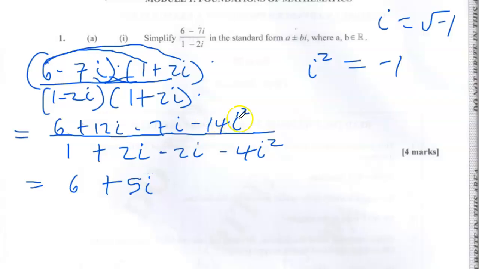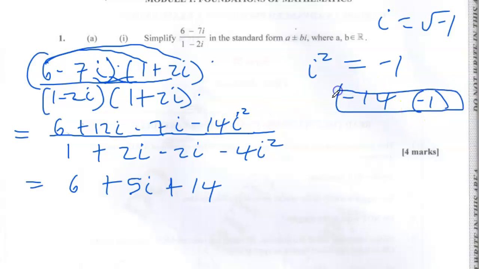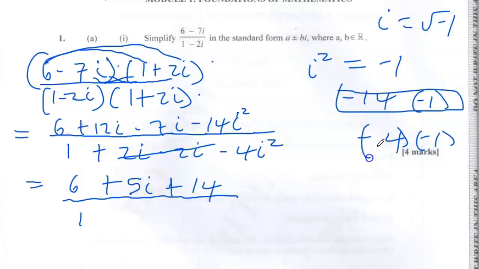And this is negative 14 times i squared, which is positive 14, because i squared is negative 1. So negative 14 times i squared is negative 14 times negative 1. Since the value of i squared is negative 1, and we know negative times negative would have a positive result, so that's positive 14. In the denominator, we have positive 1. 2i minus 2i leaves us with nothing, 0. And here we have minus 4 times i squared, and again i squared is negative 1. So minus 4 times minus 1 gives us positive 4.